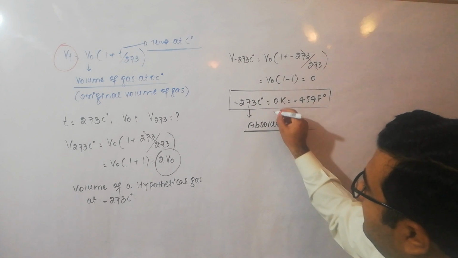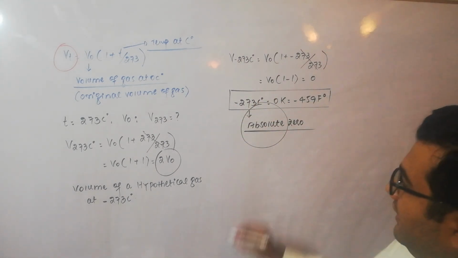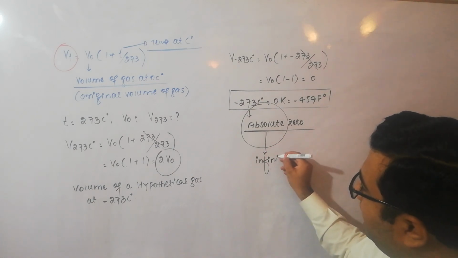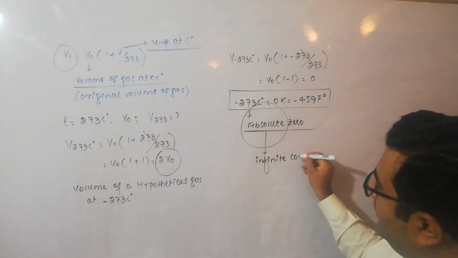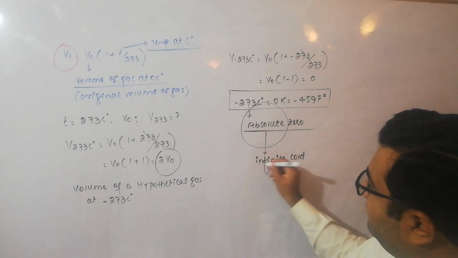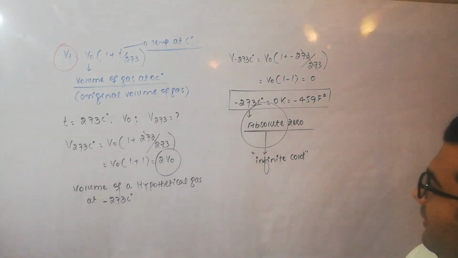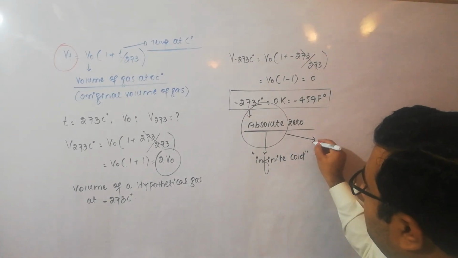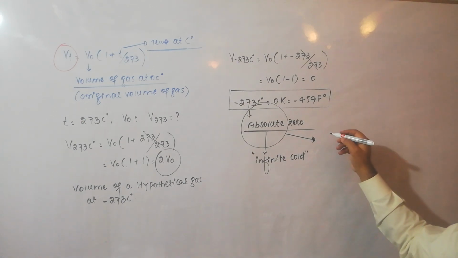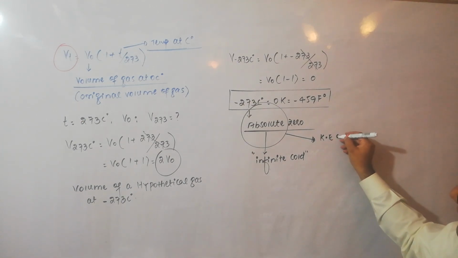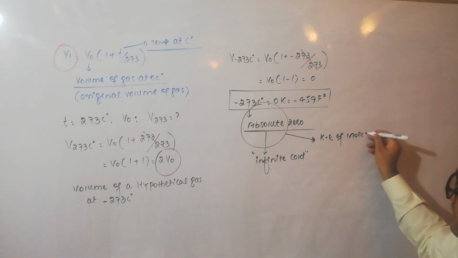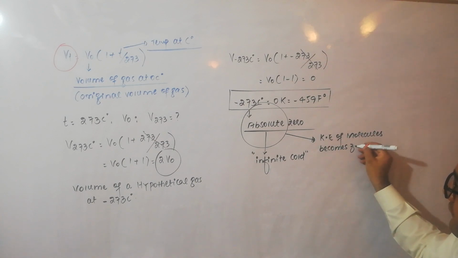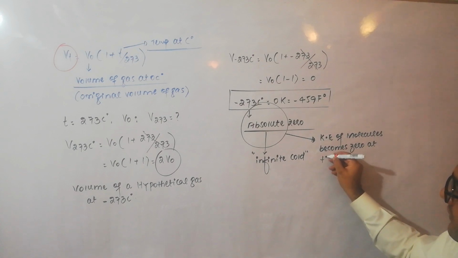What is meant by the absolute here? Actually, the word absolute means infinite cold. Absolute 0 actually means infinite cold temperature. And this is called absolute temperature or absolute 0 because technically the kinetic energy of molecules becomes 0 at this temperature.